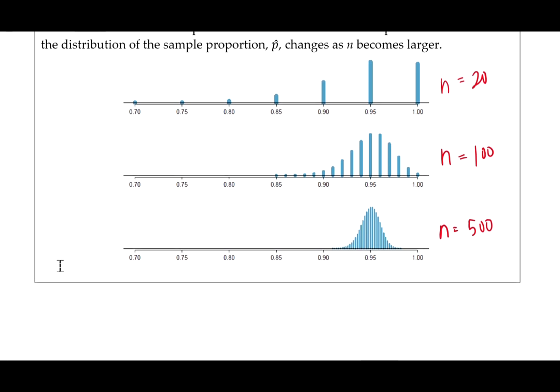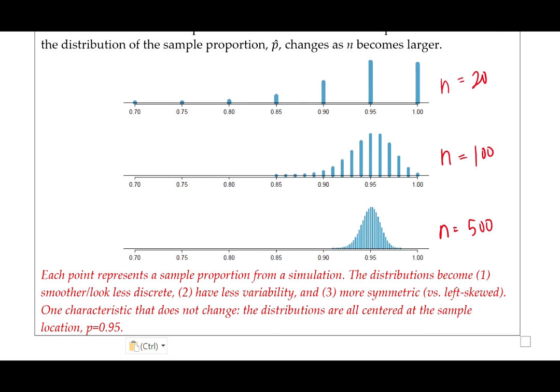So let me add in an explanation of what I've just been talking about. Each point represents a sample proportion from a simulation. The distributions become, first, smoother. They look less discrete, less like these separate stacks of points. Second, they have less variability. And third, they are more symmetric, more shaped like a normal distribution, which is what we talked about in that first multiple choice question. Originally, the shapes were more left skewed, and now they are becoming more symmetric and bell-shaped.